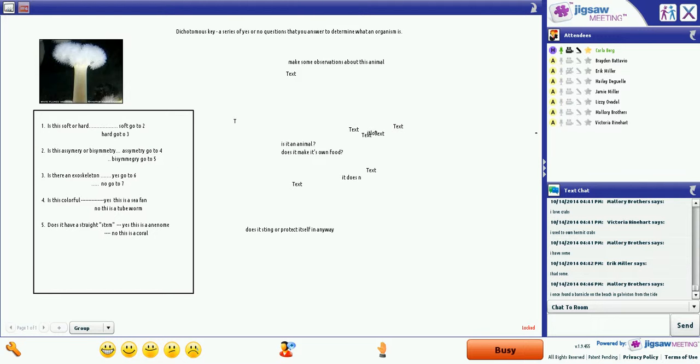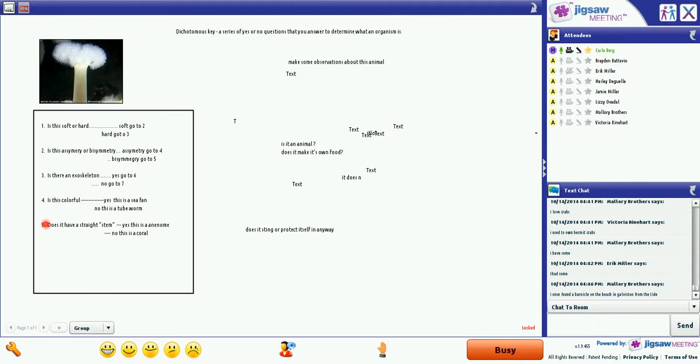The correct answer is bisymmetry. This animal does appear that it can be divided into 2 equal halves, which is bisymmetry. So then it says go to question 5. So we skip question 3, we skip question 4, and we go to question 5.